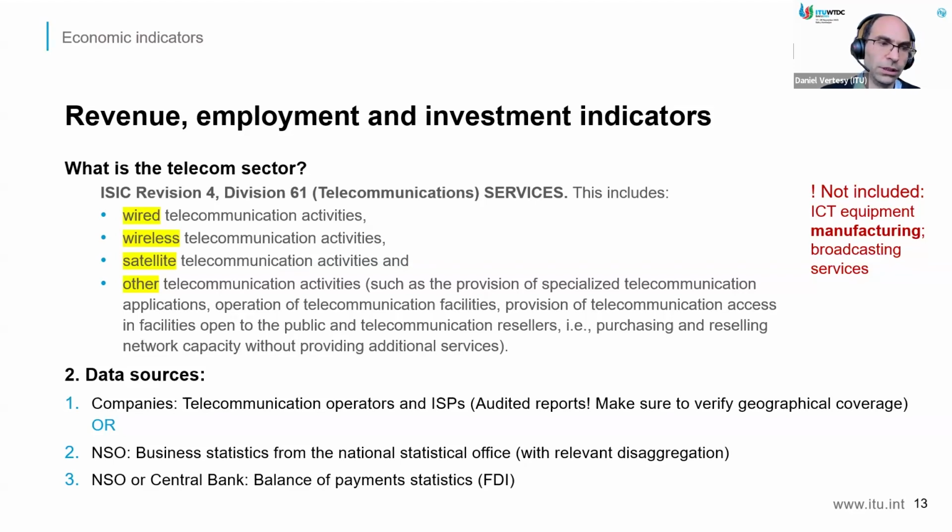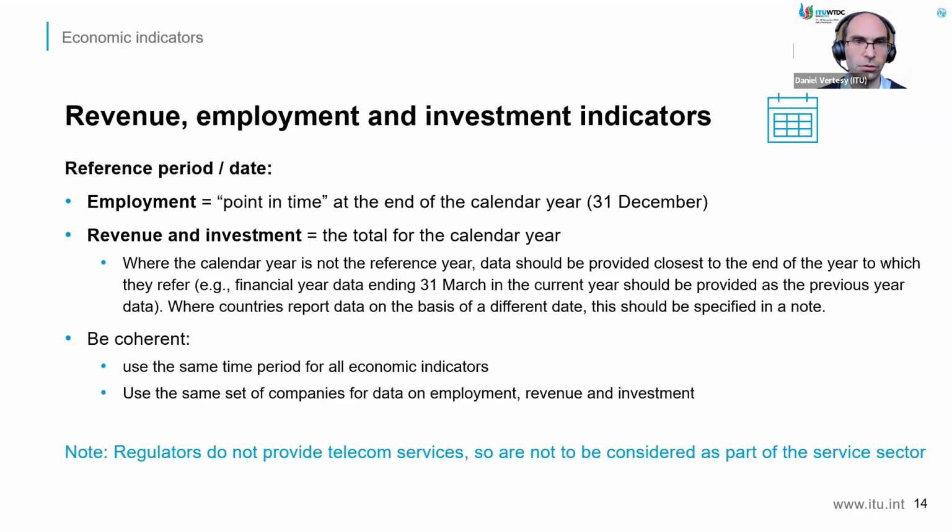Another source, and probably a more reliable one, is to go to the National Statistical Office, because business statistics has a long tradition, and national statistical offices collect data according to an internationally harmonized methodology, but it's important to have the relevant disaggregation. And there's a third source which I have to mention, which is the balance of payments statistics that is used for foreign direct investment in the telecom sector, which may come from the National Statistical Office or from the central bank. This is something to be explored in your country context.